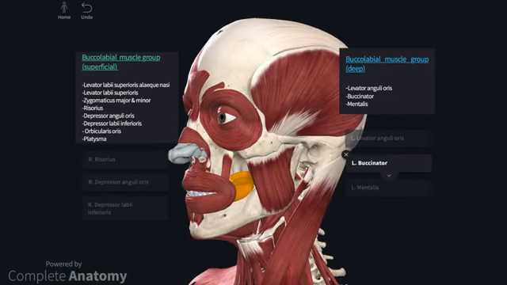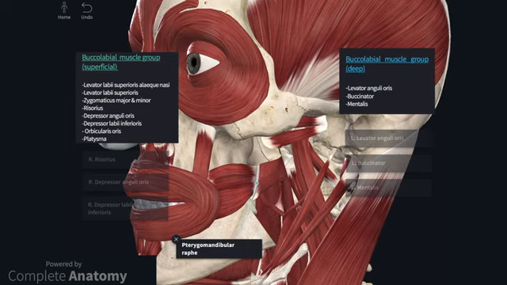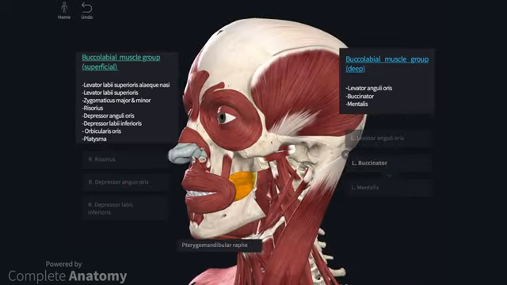Buccinator is a tricky muscle to appreciate because it lies deep, and so I will have to remove masseter, along with the ramus of the mandible and underlying pterygoids to see it clearly. Buccinator is the muscle of the cheek and extends from the angle of the mouth and continues posteriorly to attach to the superior and inferior alveolar processes, as well as the pterygomandibular ligament most posteriorly. Beyond the pterygomandibular ligament is the first pharyngeal constrictor, which is in the same plane as buccinator. Buccinator compresses the cheeks against the teeth and assists the tongue in pushing food between the teeth.